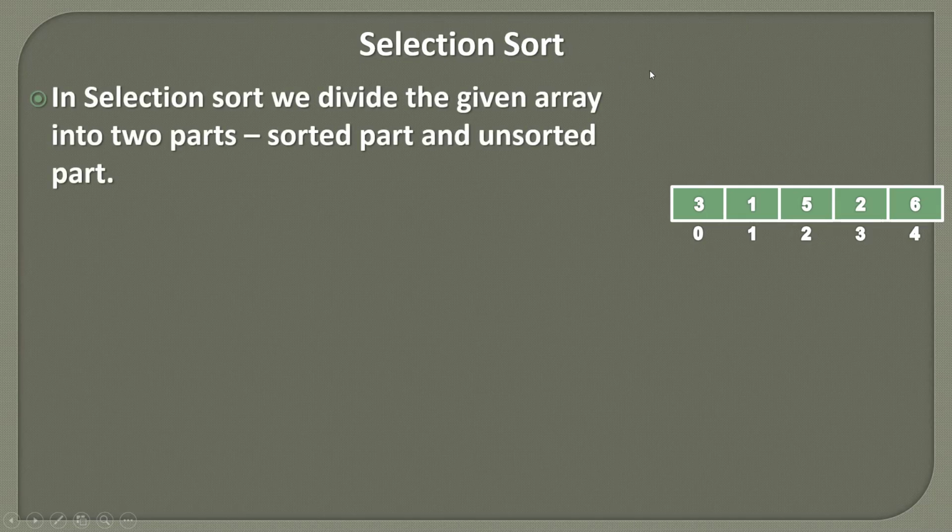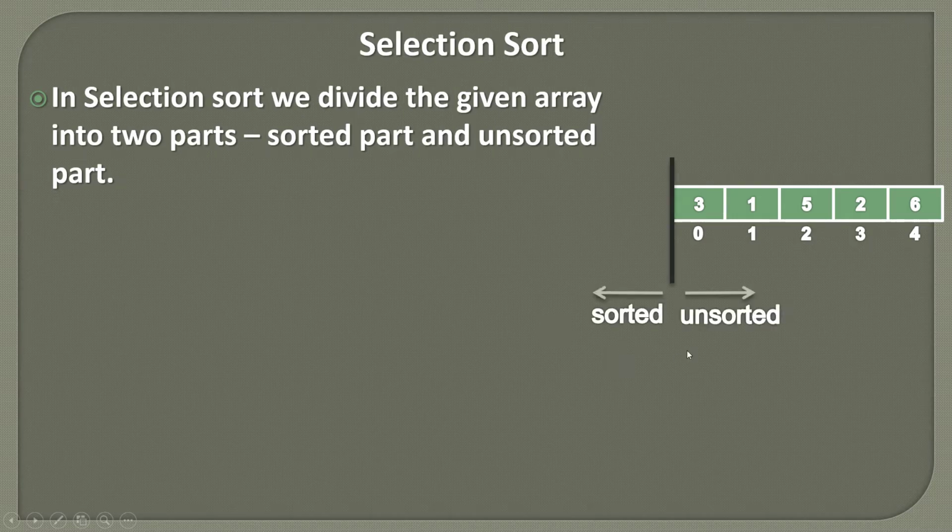So let's say we are given this array with 5 elements: 3, 1, 5, 2, 6. We know these elements are unsorted and we want to sort them in ascending order using the selection sort algorithm. So in this algorithm, we first divide this array into two parts. One is the sorted part and the other is the unsorted part. So here you can see at the start all the elements are unsorted.